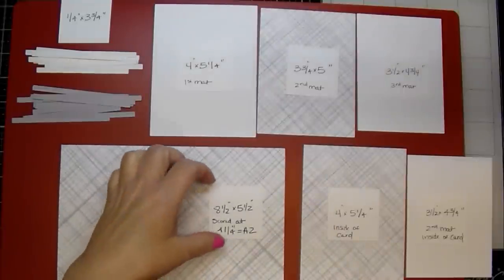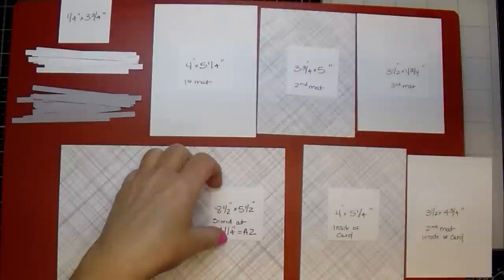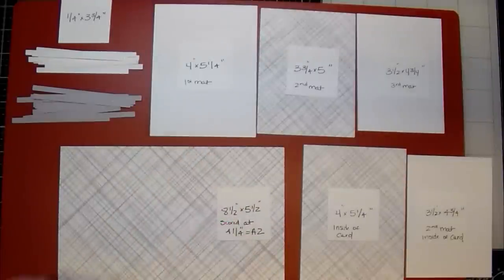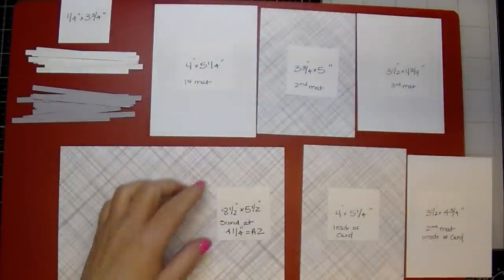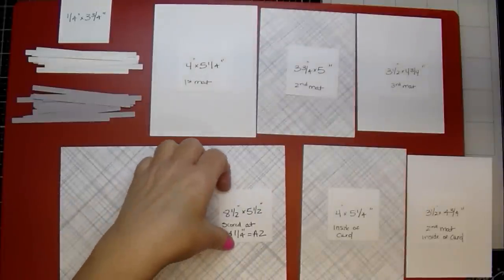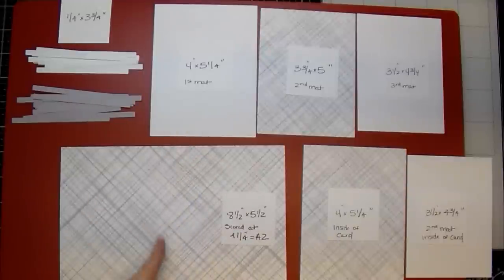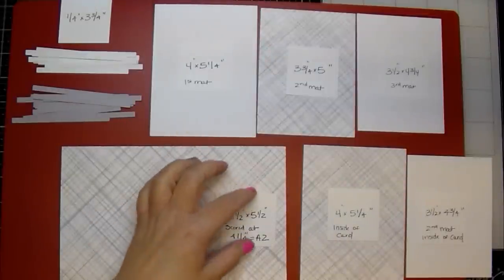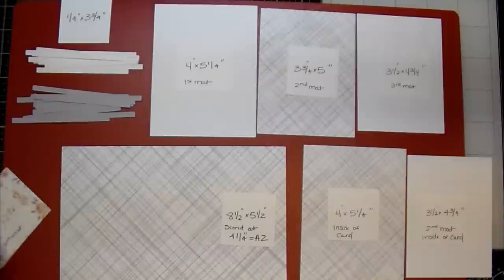Here's the base of the card. It's gonna end up being an A2 sized card. I'm using the Felicity Jane Reagan collection for this demonstration. I have a couple other cards to show you here at the end as well. This one is 8.5 by 5.5. We're gonna score it down the middle at 4.25, and that's gonna give us an A2 sized card.